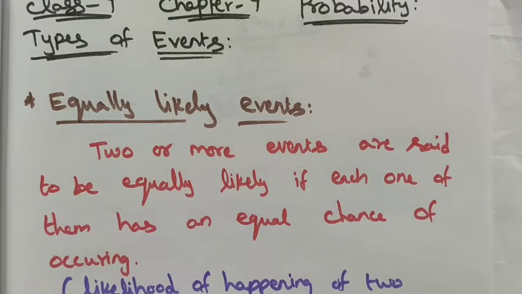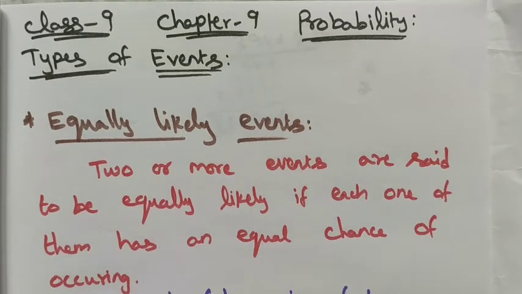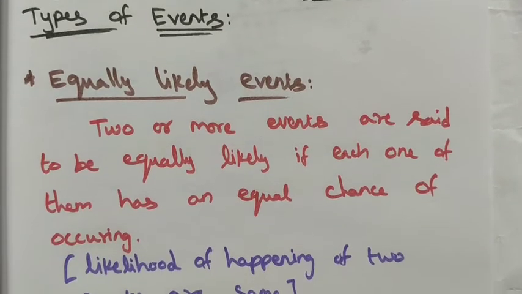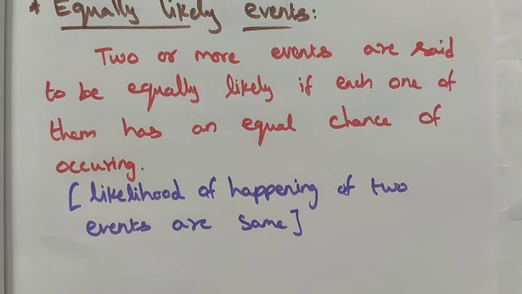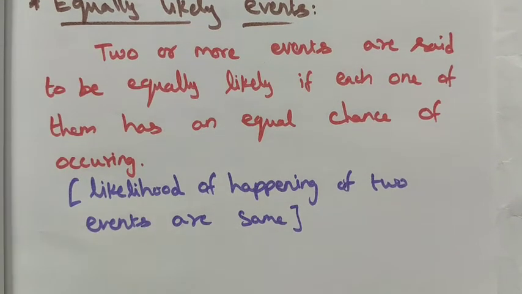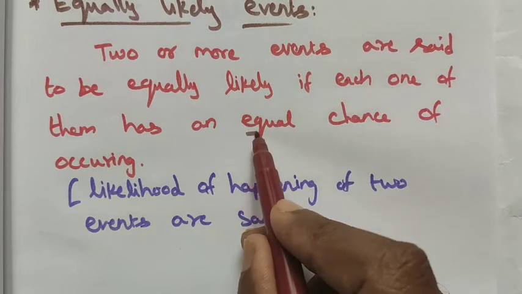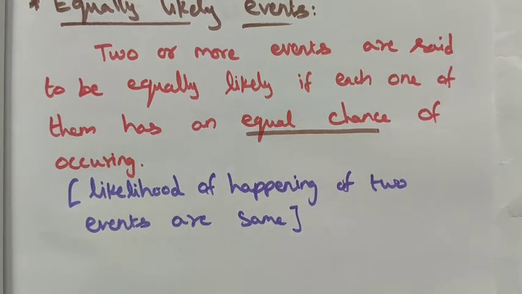Students, Class 9, Chapter 9 Probability, Types of Events. Let's see one by one. First, equally likely events. What do equally likely events mean? Two or more events are said to be equally likely if each one of them has an equal chance of occurring. Equal chance of occurring is called equally likely events.